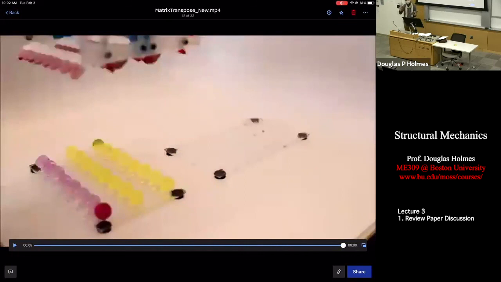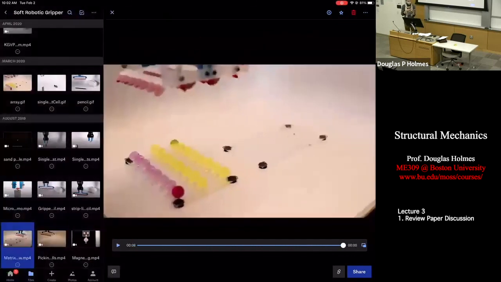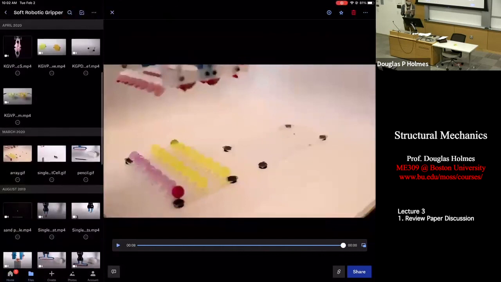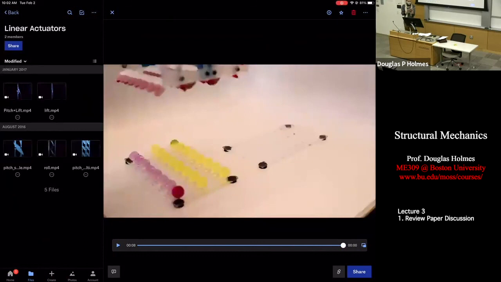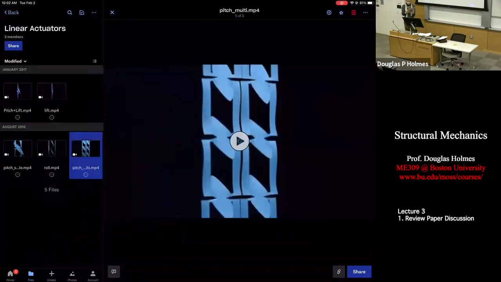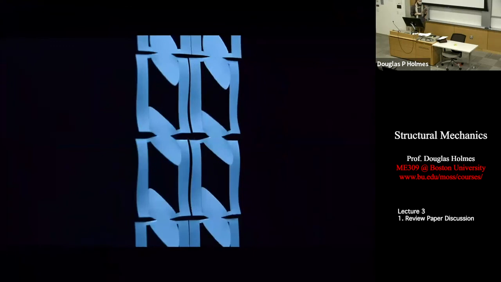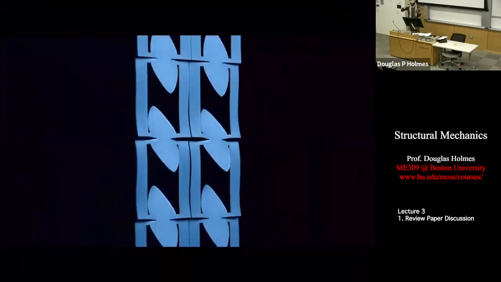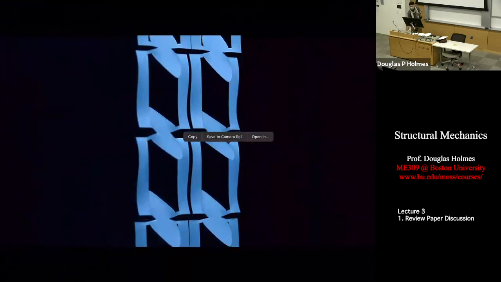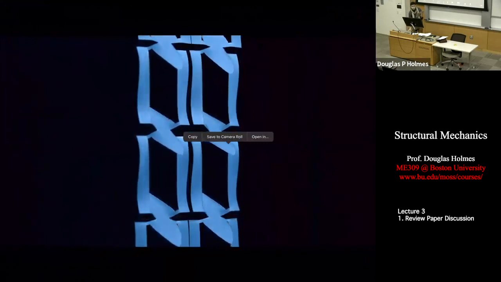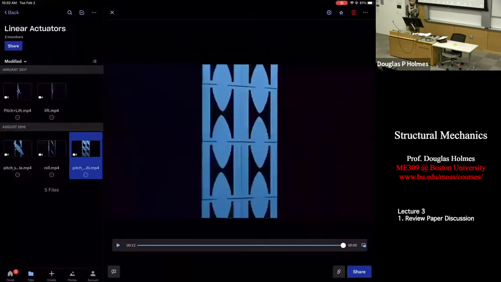So just by playing with where you put cuts in your sheet, you can make really functional structures. Like we've made this robotic gripper. We have made these linear actuators. So here's an object that when you pull on it, you can get all the components of this thing to rotate. So these little plates here are kind of rotating as you pull on it. You can generate both lift and pitch.